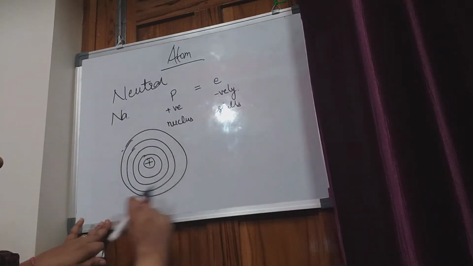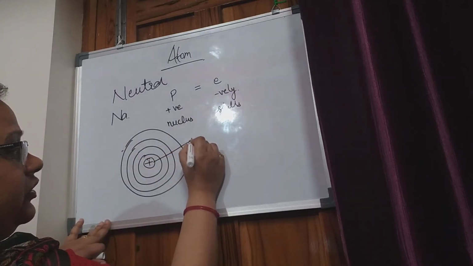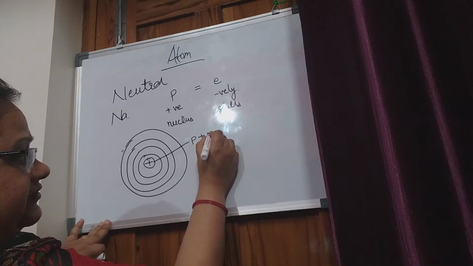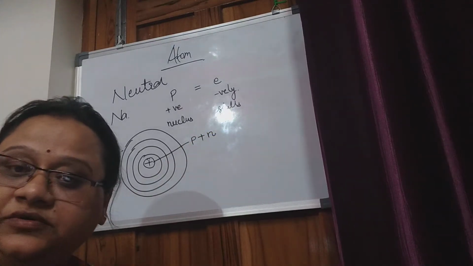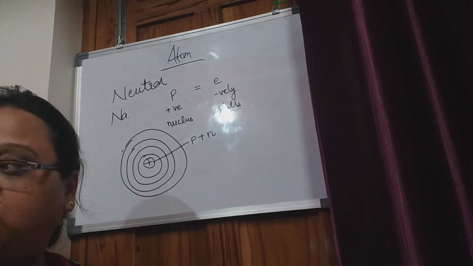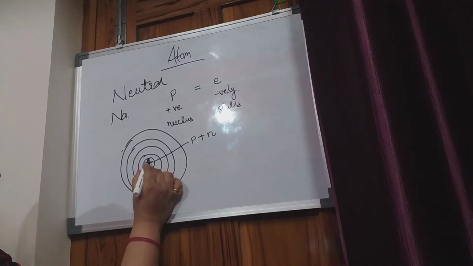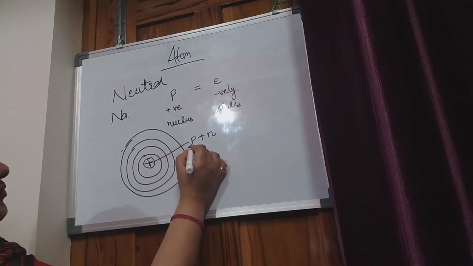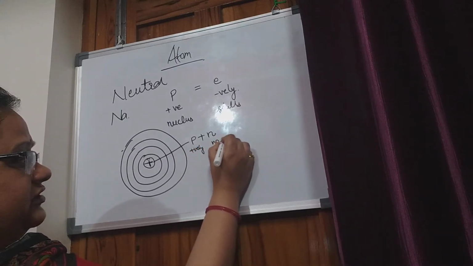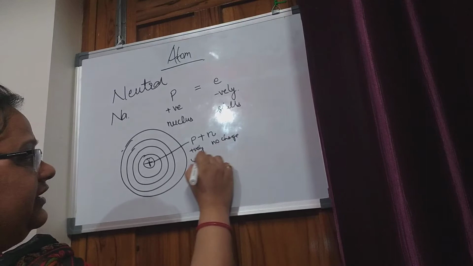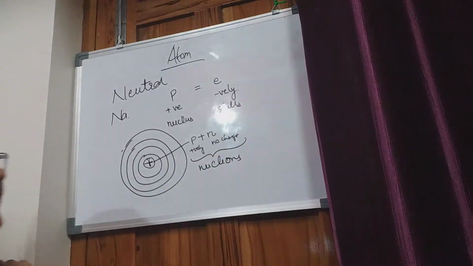Here electrons are present, and in the nucleus of an atom, two subatomic particles are present. They are protons and neutrons. Protons are positively charged and neutrons do not have any charge. That's why the nucleus is denoted by this positive charge, because protons are positively charged and neutrons do not have any charge in them, and collectively these protons and neutrons are called nucleons.